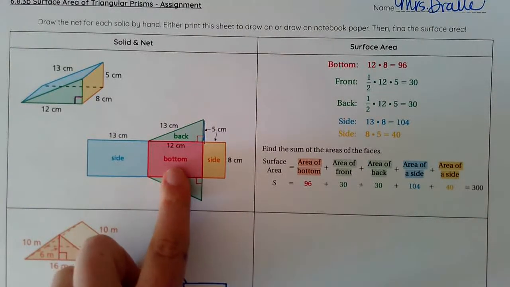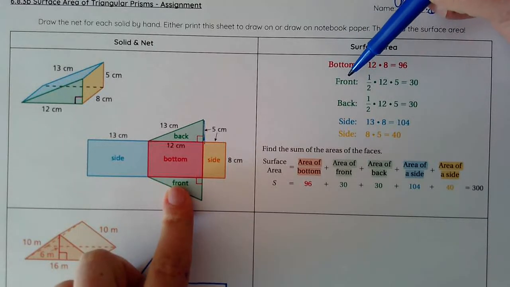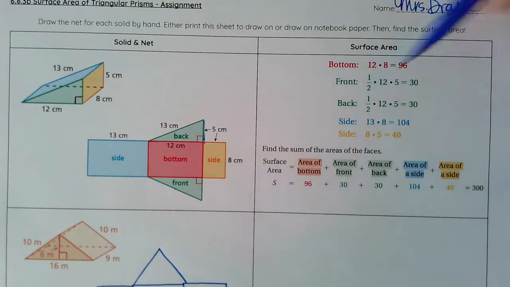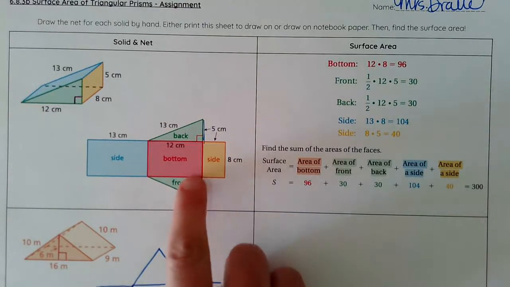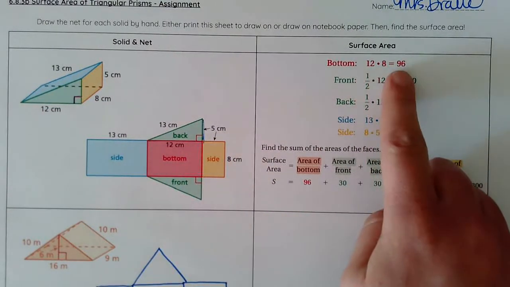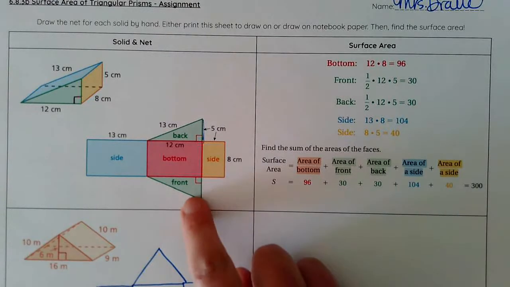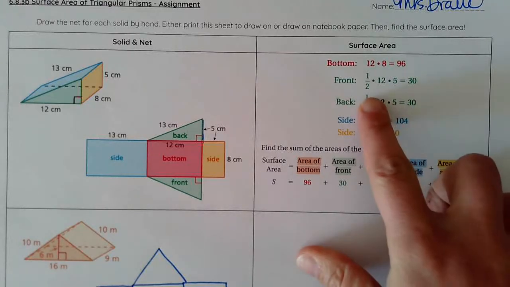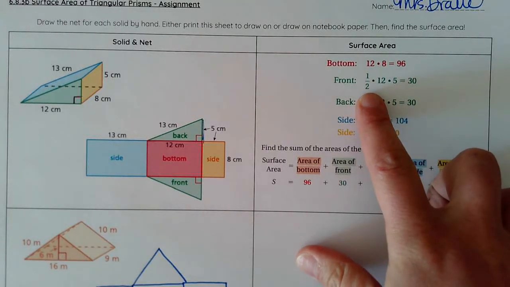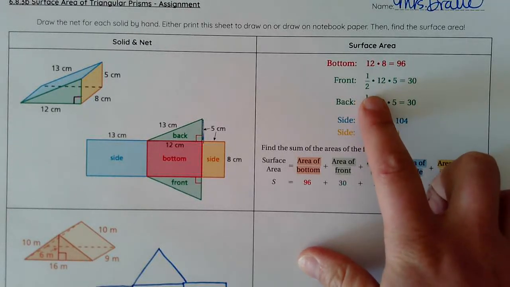Now I go ahead and list. I've got my bottom, my front, my back, and my 2 sides color coded here for you. And now I just simply find the area of each of those. So my bottom, this dimension is 12. This one is 8. So 12 times 8 is 96. I move on to my triangle. My back and my front are triangular figures. Therefore, I need to use my triangle formula to find the area. So 1/2 times base times height.